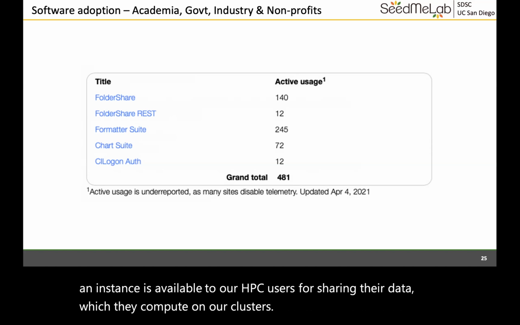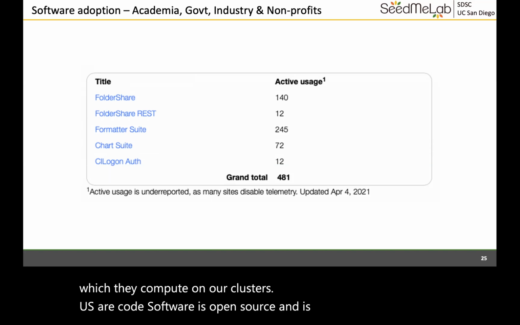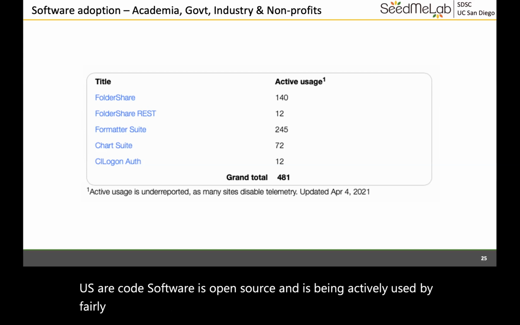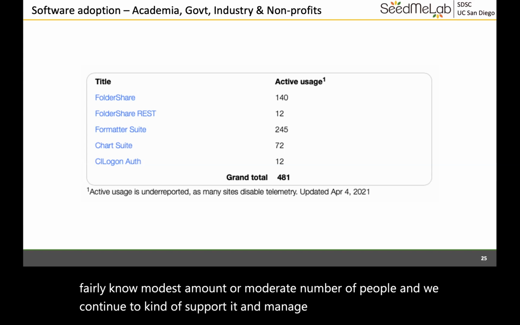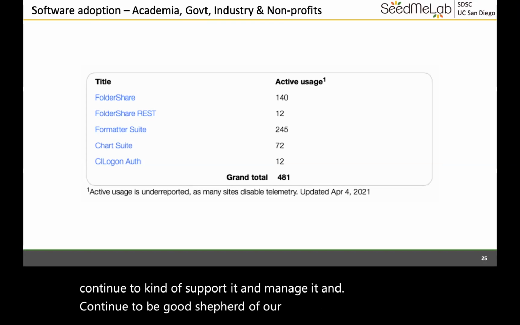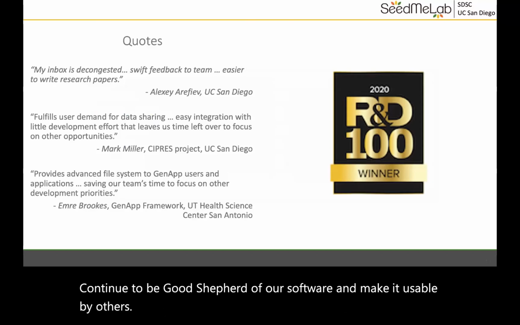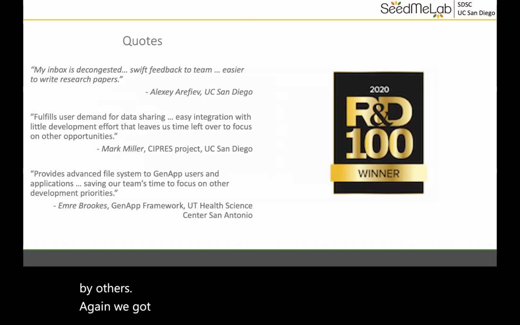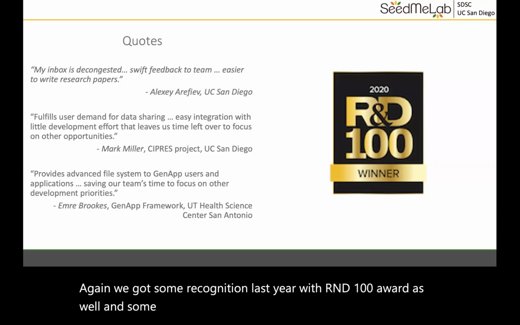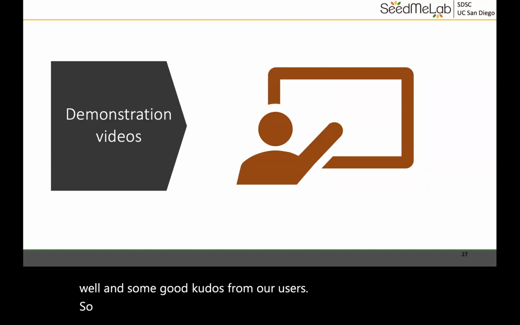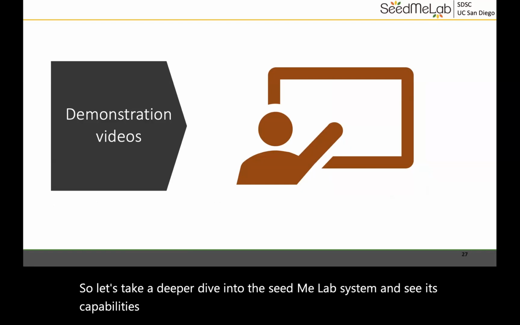Our core software is open source and is being actively used by a moderate number of people, and we continue to support it and manage it and continue to be good shepherd of our software and make it usable by others. Again, we got some recognition last year with R&D 100 award as well, and some good kudos from our users. So let's take a deeper dive into the SeedMeLab system and see its capabilities and features and how it can potentially fit into your workflow.